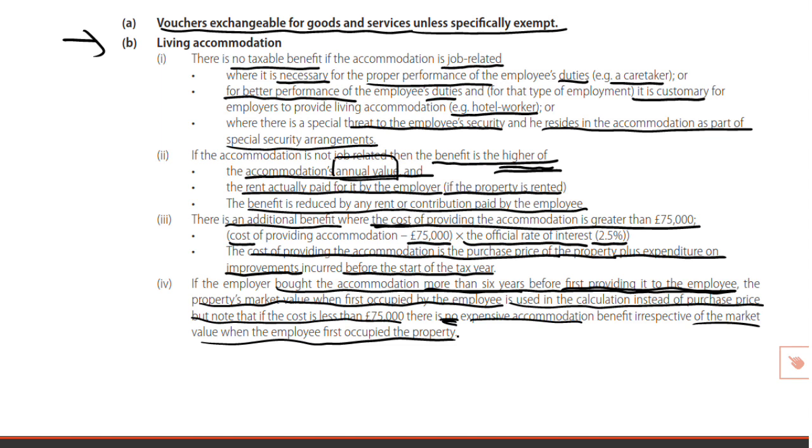If the cost figures in relation to the property do not exceed £75,000, then there is no expensive accommodation benefit. And it doesn't matter whether this employee did occupy within 6 years of the company having bought the property or more than 6 years later. But we'll see that as an important issue as well. If the employer bought the accommodation more than 6 years before first providing it to the employee.